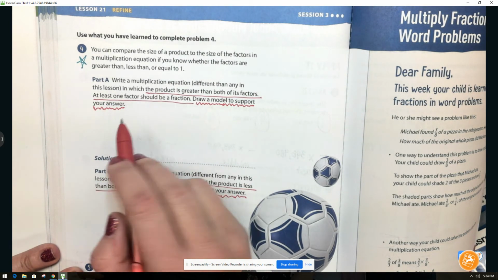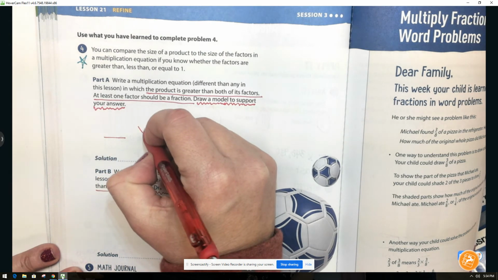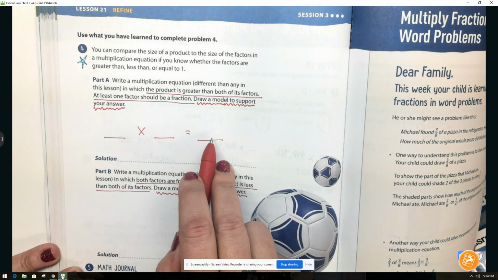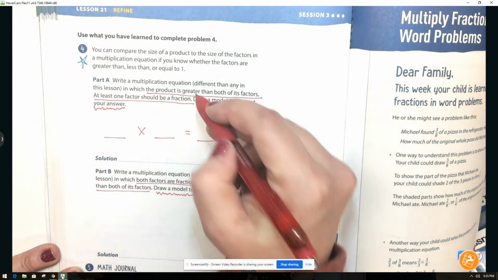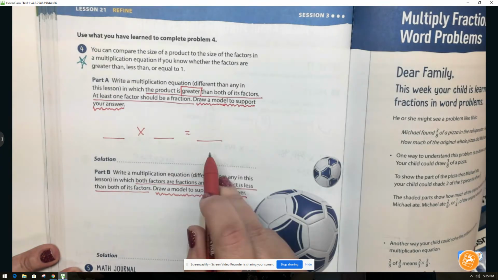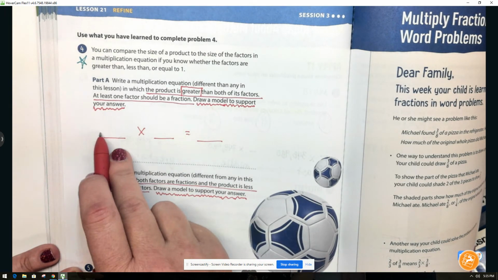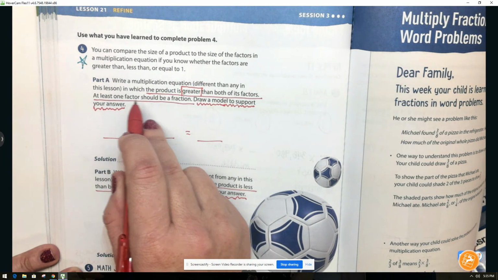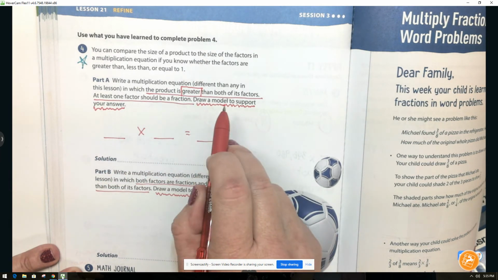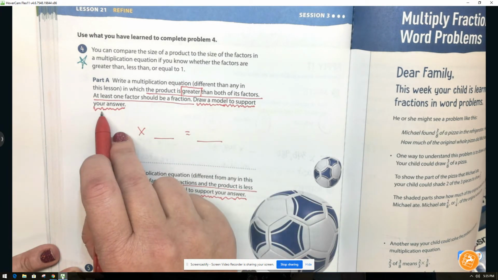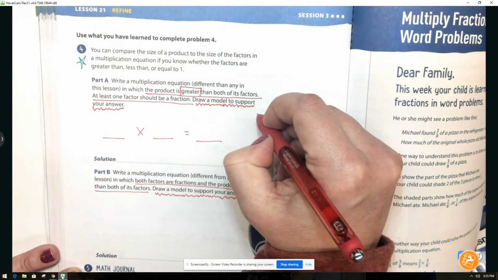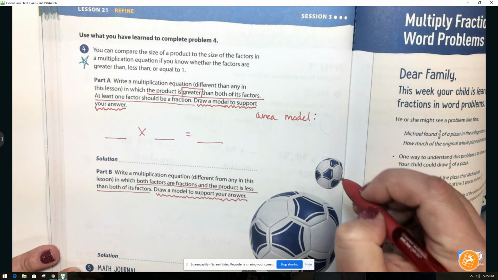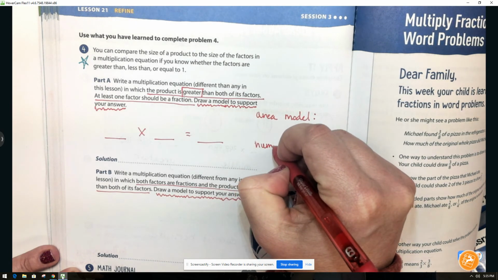So you're going to multiply this number times this number equals this number. And we want the product to be greater than both of these factors. And one of these factors must be a fraction. And then I want you to draw a model to support your answer. So just draw an area model. If you really don't want to draw an area model, you could also draw a number line. You pick.